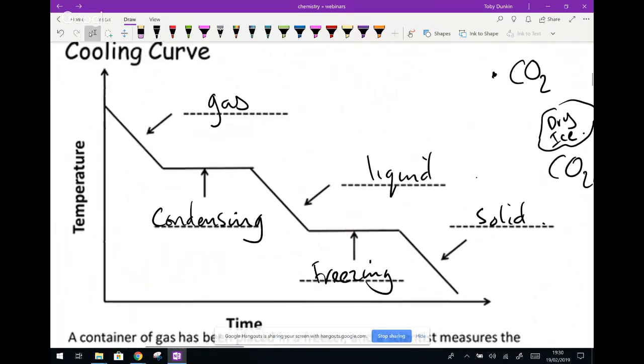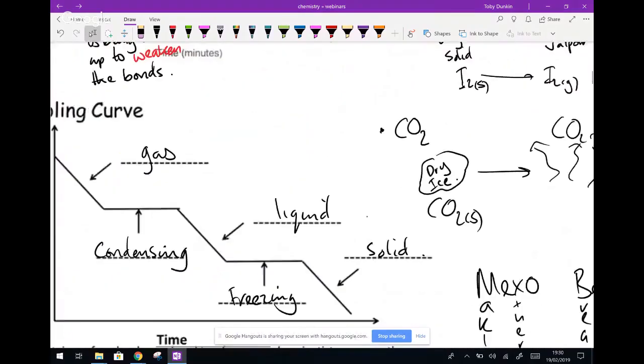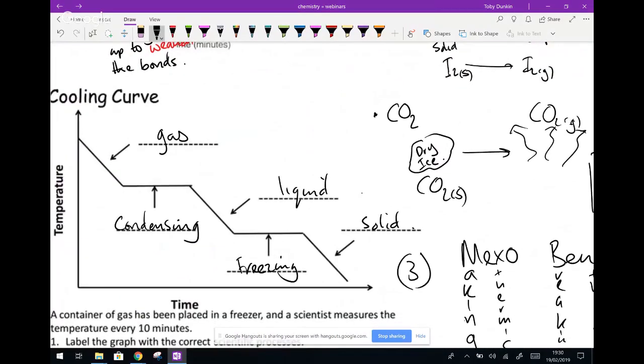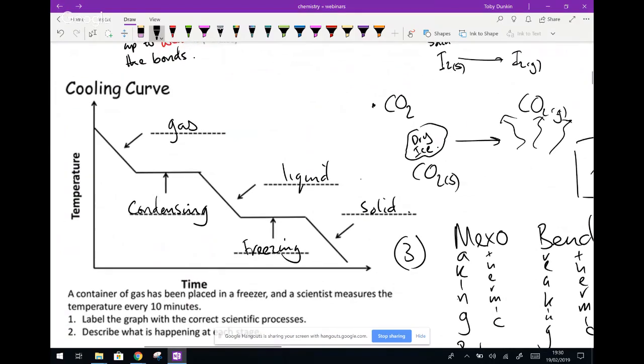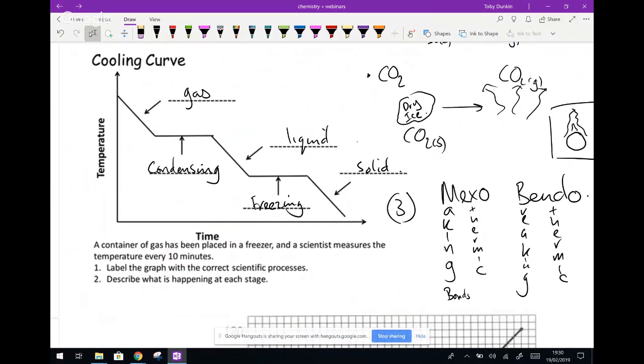It's a lovely question. They often offer 3 marks for it. That's a 3-mark question straight out of a GCSE exam. And people often ask, where do the three marks come from? You get all five correct for three, and every one you get wrong, you lose one. So if you get 2 out of 5, you get absolutely nothing. So do be aware of that.